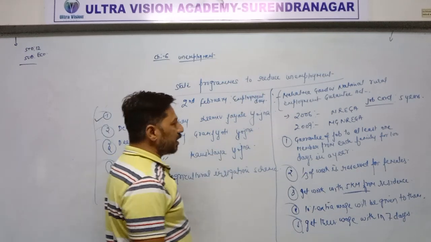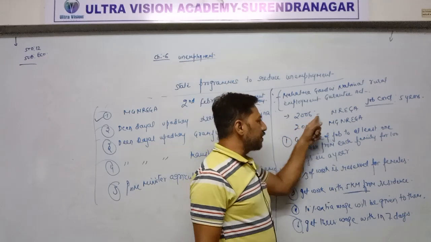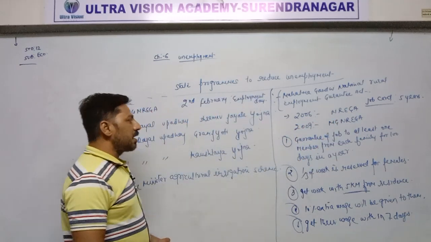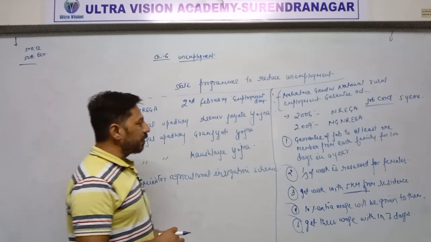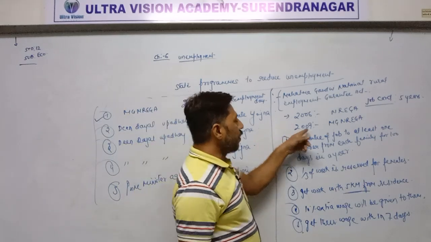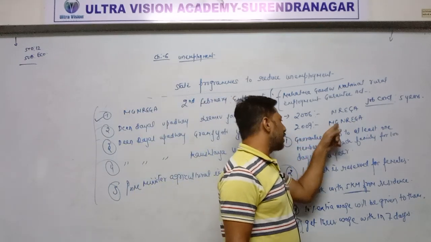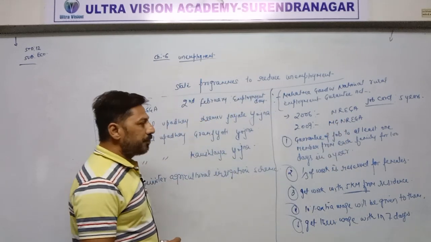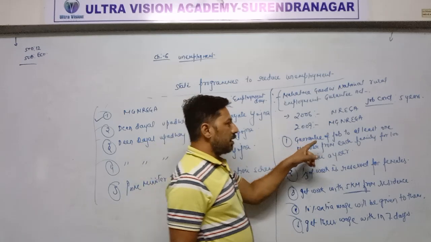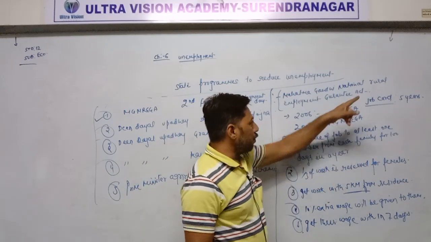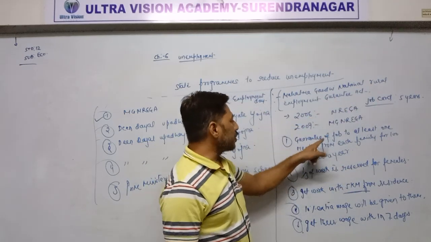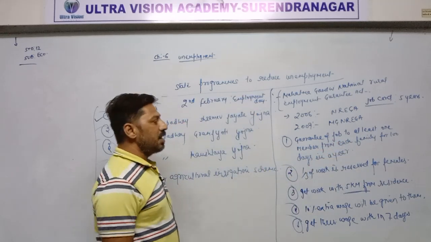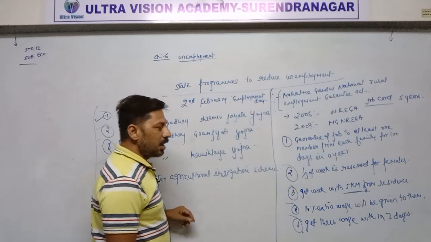This program was started in the year 2006 with name NREGA, means National Rural Employment Guarantee Act, but name was replaced in the year 2009 with MGNREGA, means Mahatma Gandhi is added with NREGA. And according to this program, at least one member, we are talking about rural areas. So here at least one member from each family will get work at least for 100 days in a year. This is a guarantee given by the government.